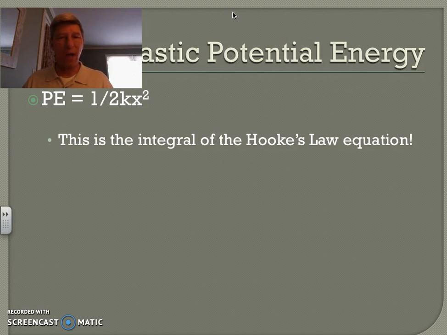Now, the derivation of this formula is not important at this level, and so we're going to ignore that for now. But for those of you in pre-calculus who have already started talking about derivatives and integrals, the formula for elastic potential energy is the integral of Hooke's law. F equals k times x. The integral of that is PE equals 1/2 kx squared. If you were to take the derivative of this equation, you would get F equals kx. But again, the calculus is not an important part of this.